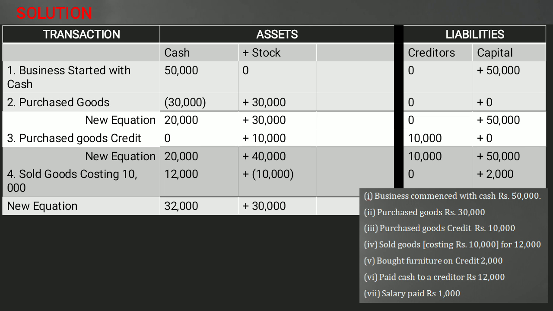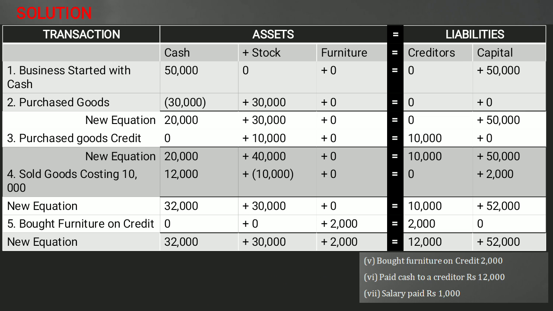Okay, so just after the fourth transaction, let's check our fifth transaction. In the fifth transaction, we have purchased furniture on credit. Purchase of furniture, we are not buying a business commodity, it's not our goods, it's not part of our stock. We are buying furniture. Furniture comes under fixed assets. So here one more item will appear by the name of furniture, worth rupees 12,000. That furniture we are buying on credit, so it will increase our creditors too.